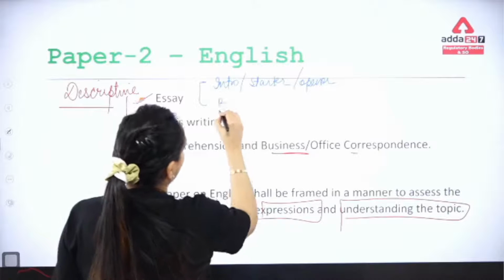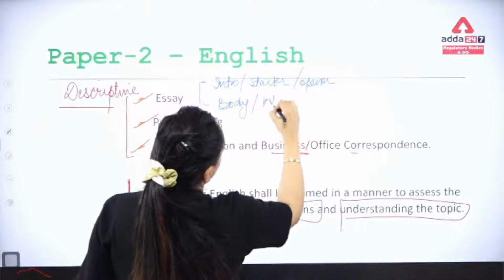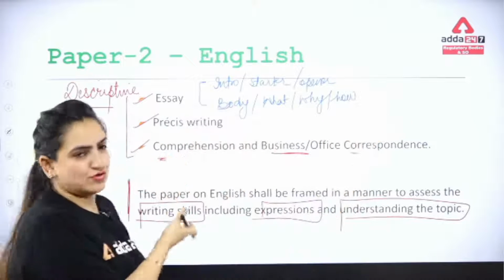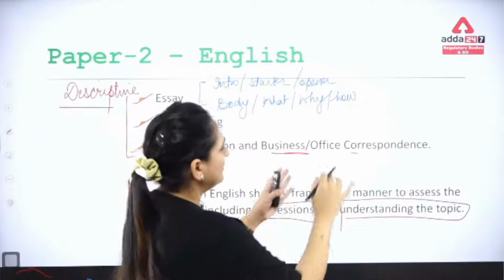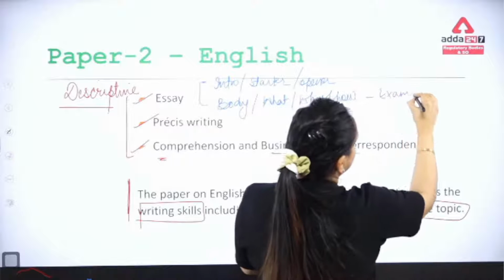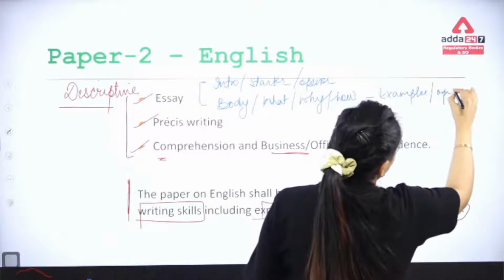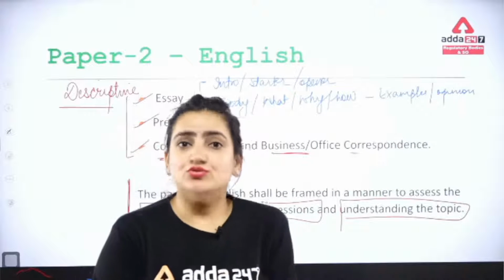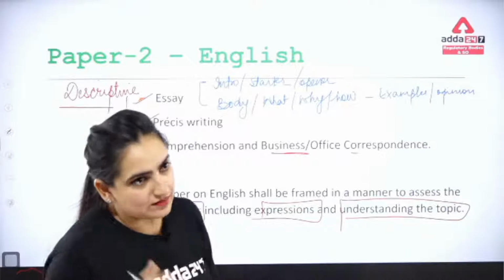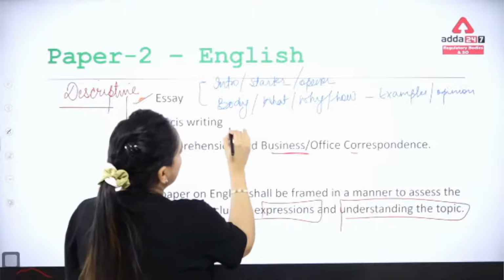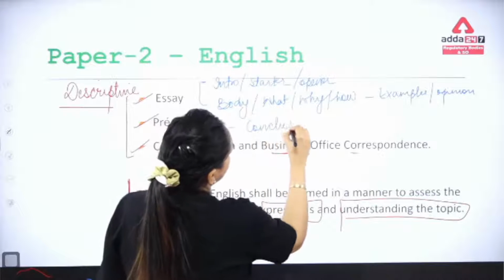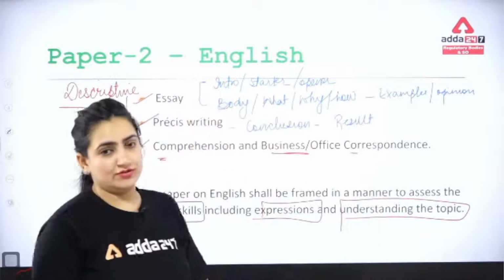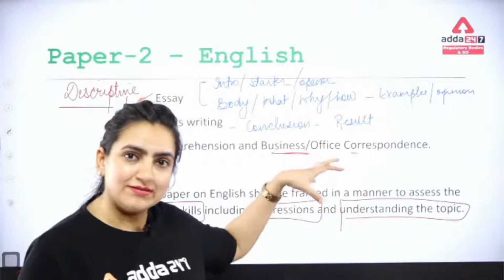Then you will be talking about the body: what, why, how. All these things matter a lot in essay writing. Then you will be giving a few examples and writing your opinion, such as "I firmly believe" or "I strongly believe." This is just an example of how we can carry it forward. And then comes the conclusion part, where you have to conclude and give the result: the end result, the conclusion, the summary, that would come in the later part.